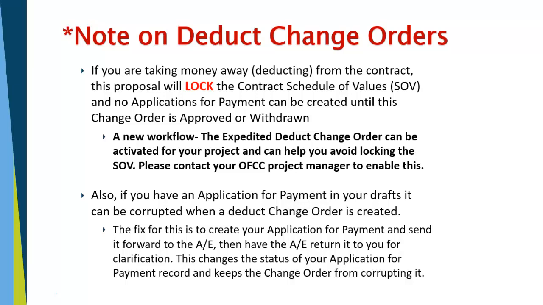Also, if you have an application for payment in your drafts, it can be corrupted when a deduct change order is created. There is a fix for this. You create your pay application and send it forward to the architect, then have the architect return it to you for clarification. This changes the status of your application for payment record and keeps the change order from corrupting it.